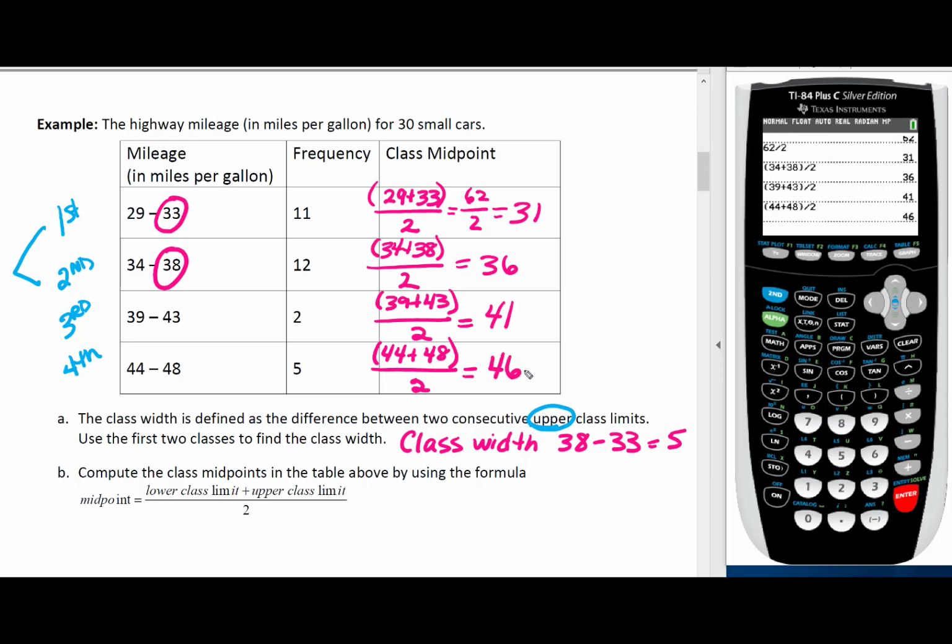Notice here, the difference between all the class midpoints is 5. 31 and 36 is a difference of 5. 36 and 41 is a difference of 5. And 41 and 46 is a difference of 5, which is the same as our class width of 5.